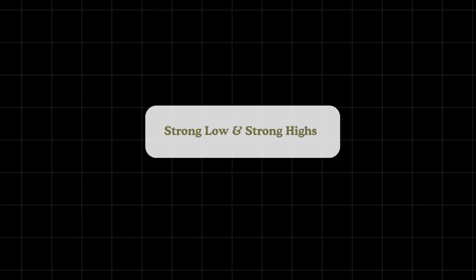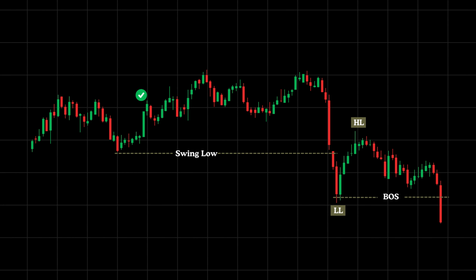Let's now examine how to identify strong highs and strong lows. When the trend shifts into a bearish phase, the swing high formed just before the change of character is considered the strongest high, since this level will act as major resistance in the future.